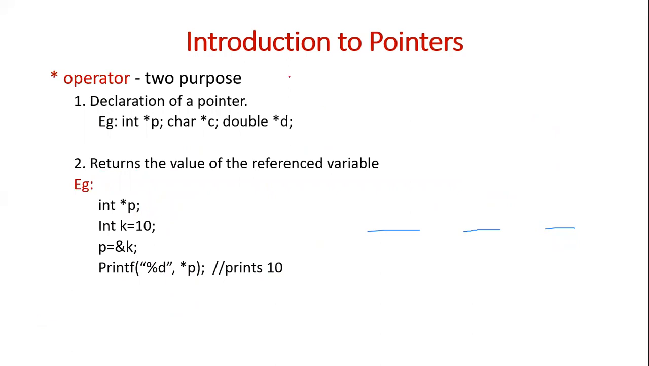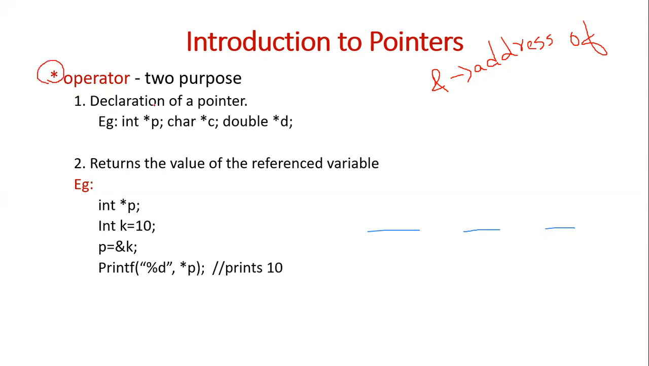See, the ampersand operator has only one use. Ampersand always means address of. Whereas star has two purposes. The operator star, which we call the indirection operator, has two purposes. One is that it is used to declare a pointer.